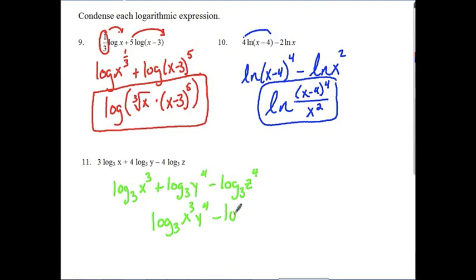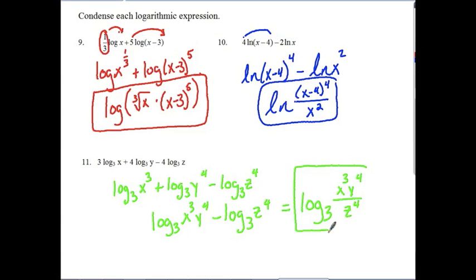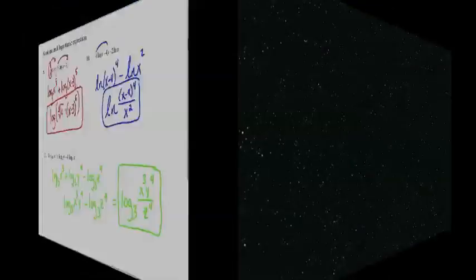If I just did that one step right there, that would mean that. And then, of course, the subtraction turns into division. So I have log base 3 of x cubed y to the fourth all over z to the fourth. And now we've taken those 3 logs and changed it all the way down to just 1 log. And that is the end of section 3.3.